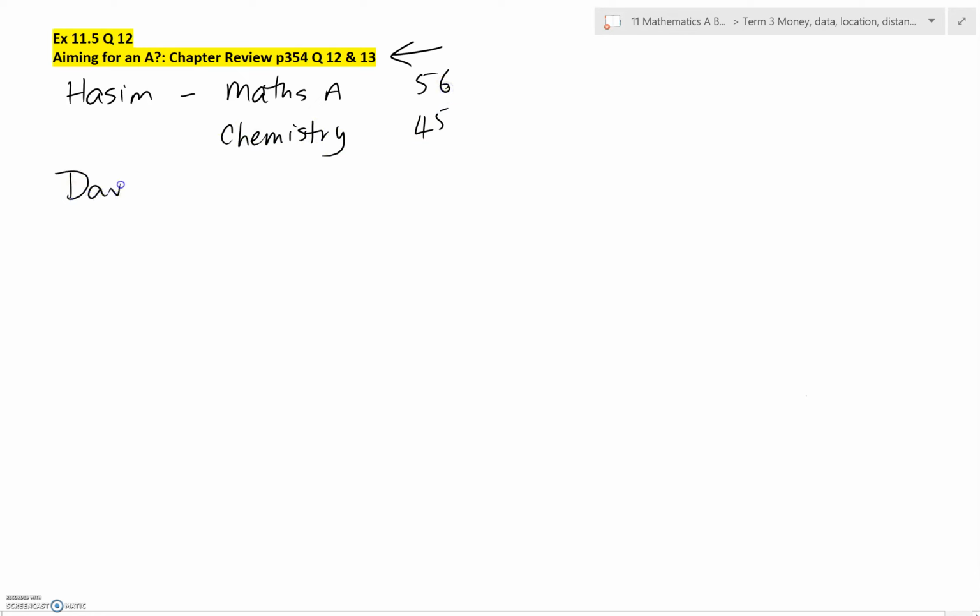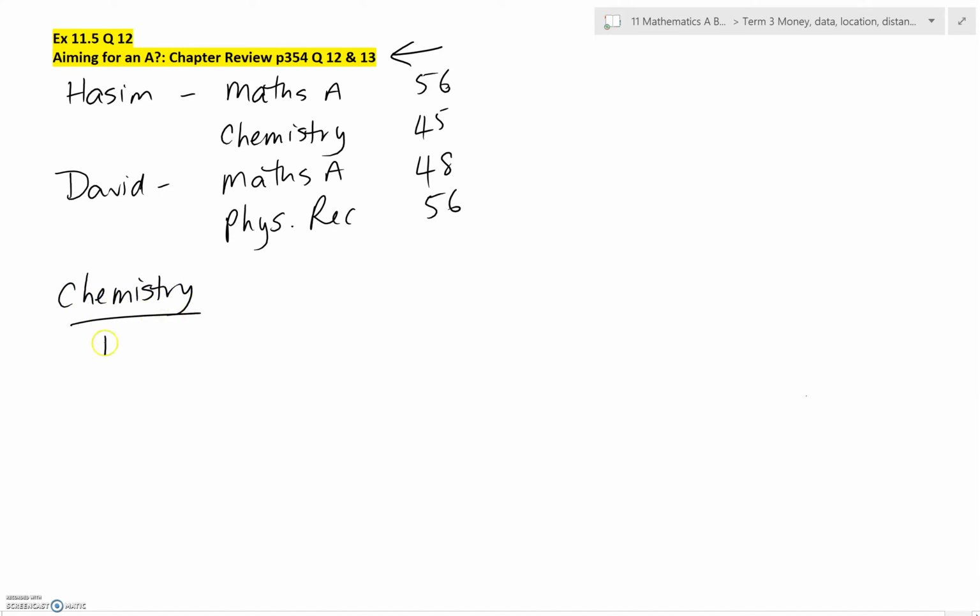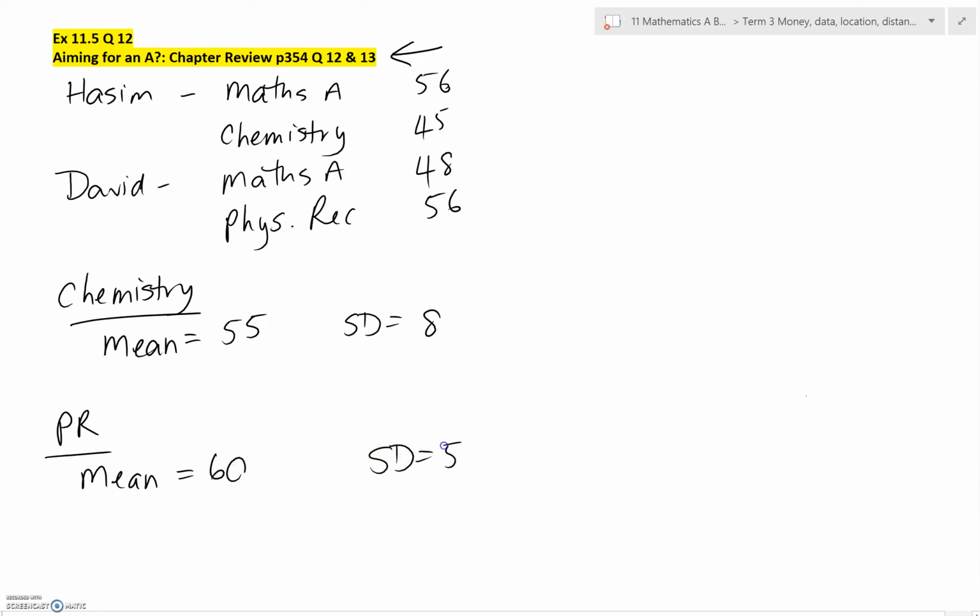We've also got David. Now in Maths A, he only gets 48, and in Physical Recreation, or it would be the PE equivalent, he gets 56. So you can see the numbers are quite different. Now we're also told, to help us come to a conclusion, that in Chemistry, the mean is 55 and the standard deviation is 8. And in Physical Recreation, the mean is 60, so you can see the score's higher already, and the standard deviation is only 5.